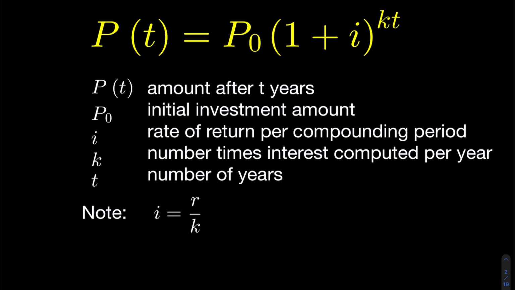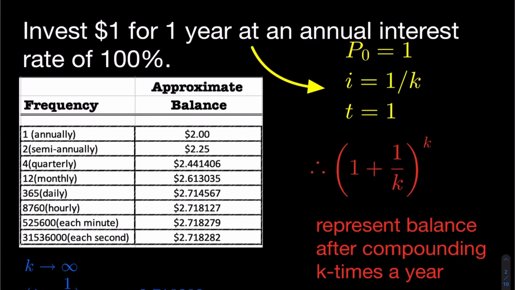Let's take a look at some assumptions we have to impose on this formula to find this irrational number e. First of all, we're going to assume we're investing $1 for 1 year, and we're going to assume that the annual rate of interest is 100%. So essentially my P naught value will be 1, my i value will be 1 divided by k. Again, we put a 1 there because I'm assuming a 100% rate of return, and we're going to do this for exactly 1 year.